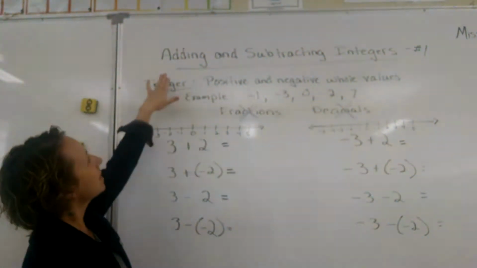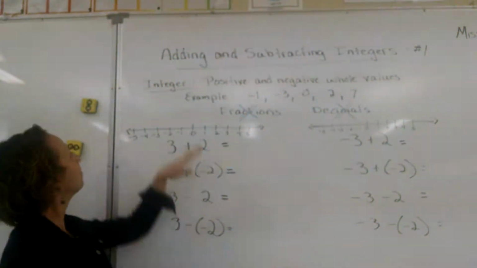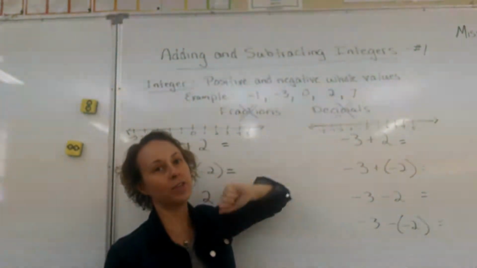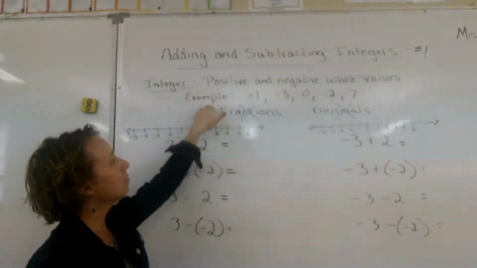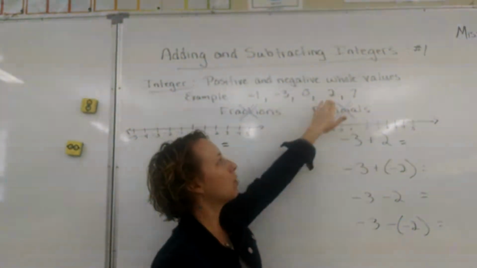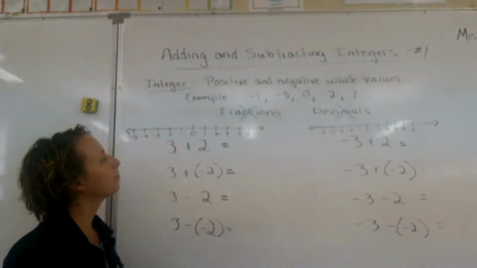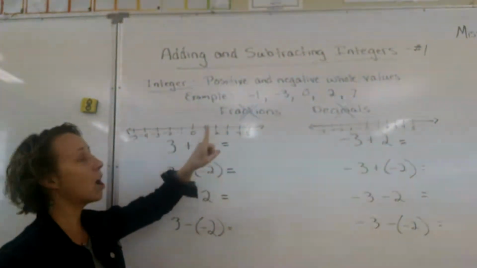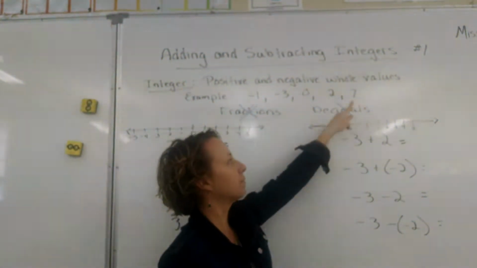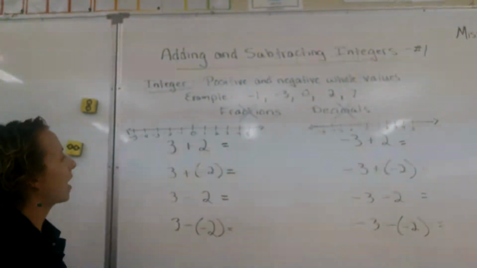Here we go. Today we're adding and subtracting integers. We should start by talking about what integers are. Integers are positive and negative whole values. So for example, integers would be things like -1 or -3, 0, 2, 7. You'd find these numbers on the number line. Integers are not fractions, or decimals. Those are not integers. Okay, so let's add and subtract some today.